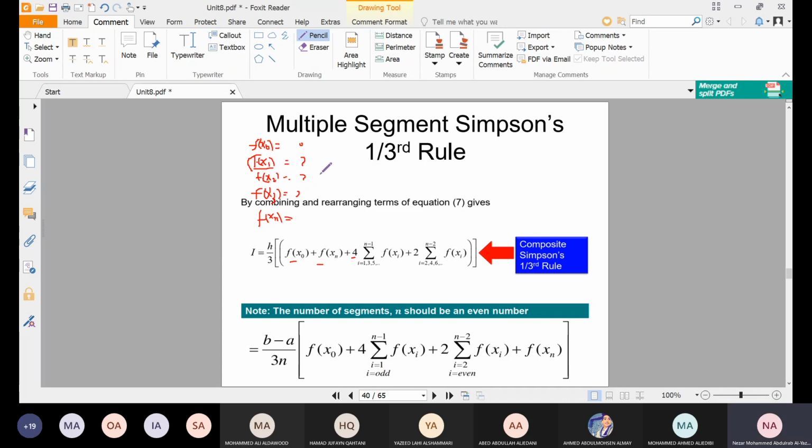Then I will take the even numbers. For example, I have f at x4. I will sum them, and then multiply these by 2.